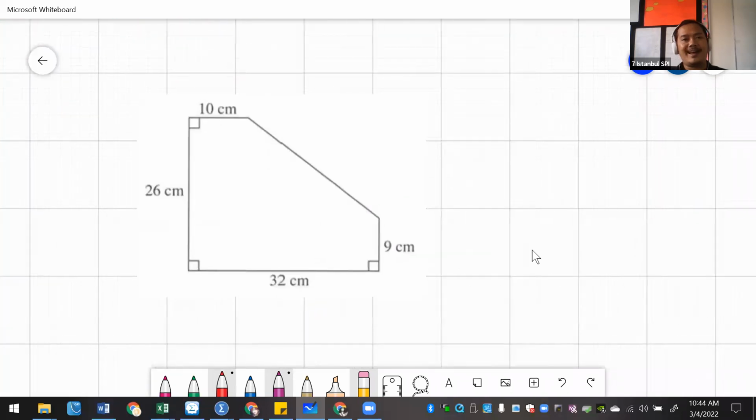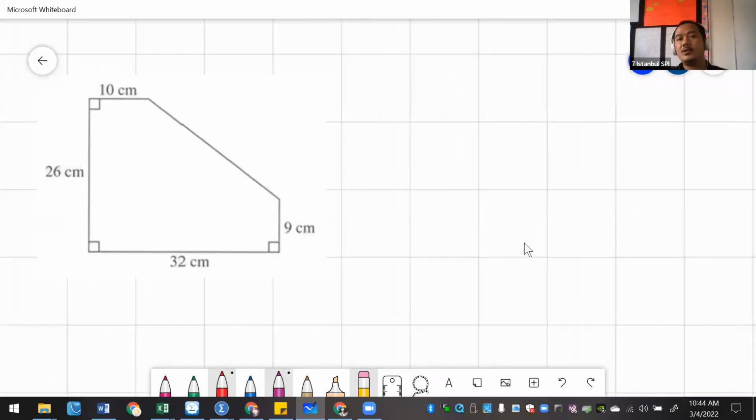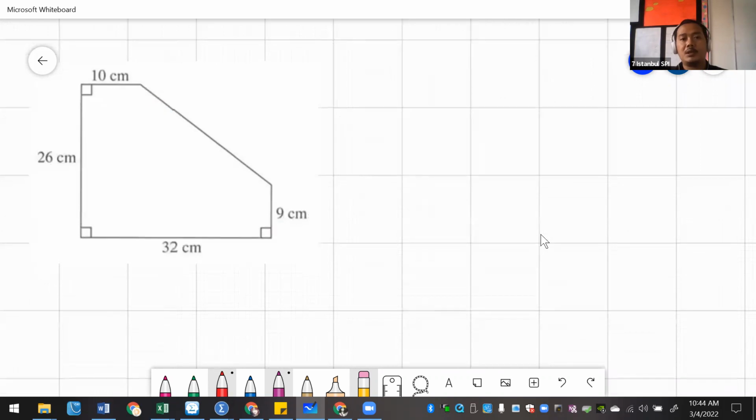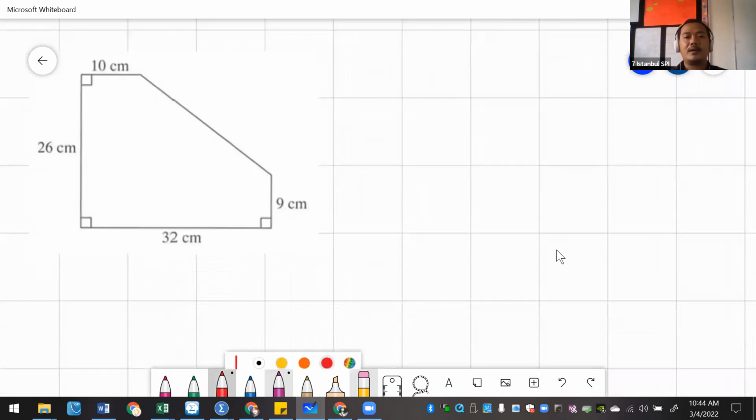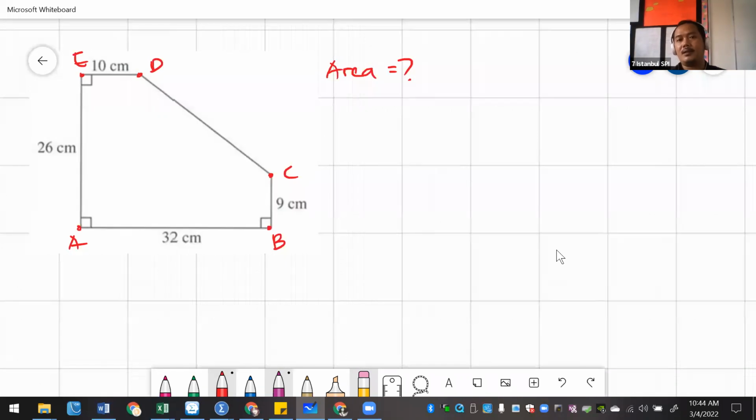Now I'm not going to talk about the perimeter, because in order to find this we need to know Pythagoras, and we haven't learned about that yet. So I'm going to skip the perimeter and just ask you for the area of the shape. I'm going to name all of the vertices A, B, C, D, and E. What do you think? How many shapes can I separate from this shape?